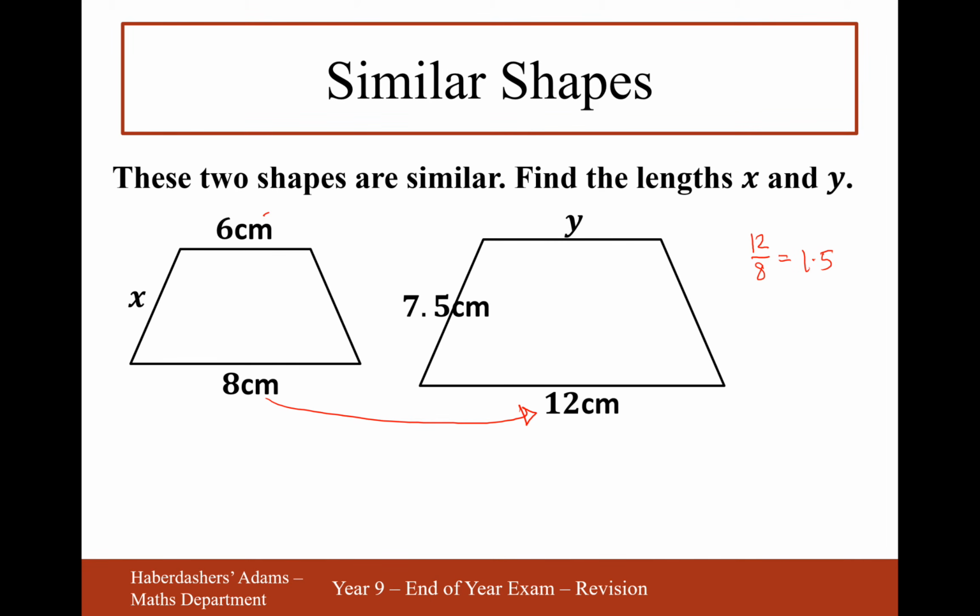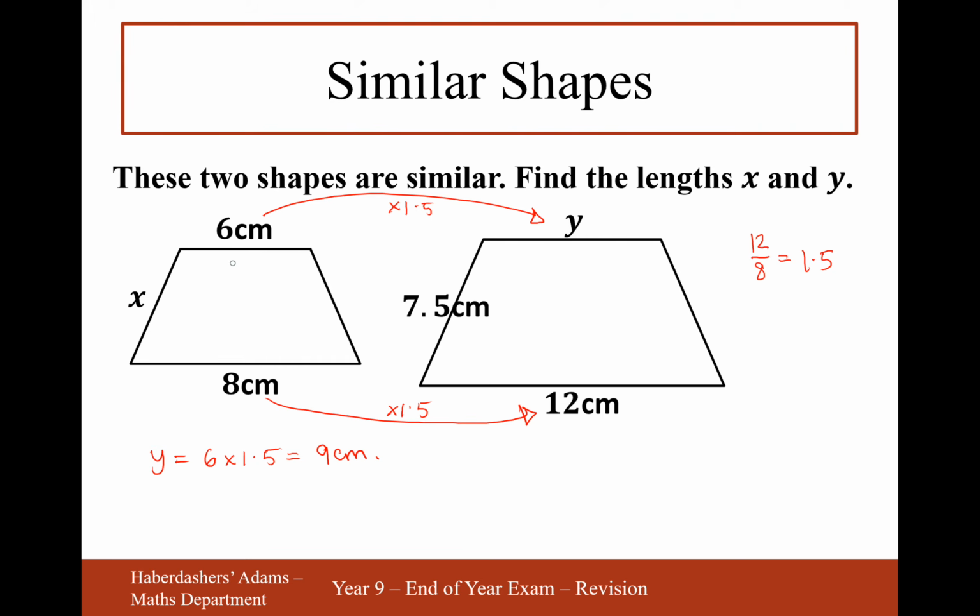So it will be pretty easy to work out what the side y is, because that will be just multiplied by the same scale factor, because I'm making the whole thing bigger if it's similar. So y is equal to 6 times 1.5. So 6 times 1.5 equals 9 centimeters.